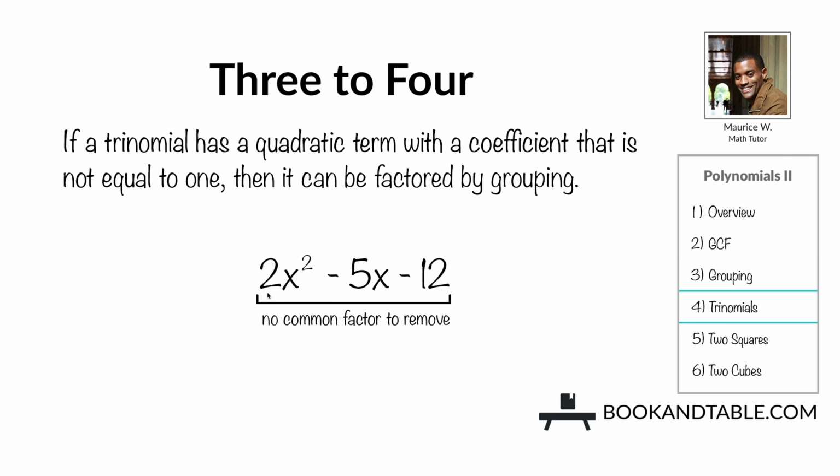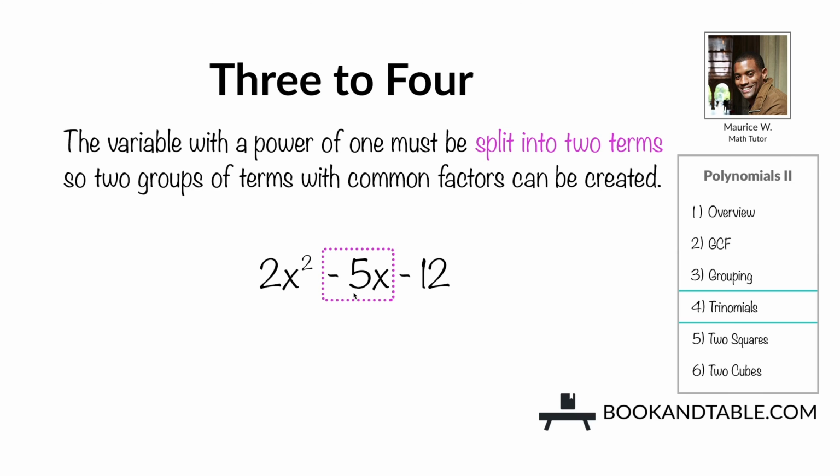If we look at our numbers, for example, we have 2, negative 5, and negative 12. No common factor to remove. And we do not have x in each term, so we cannot remove x from each. So there's no common factor to remove. And as we mentioned, the leading coefficient is not equal to 1. So what we do is we focus on the middle term, negative 5x.